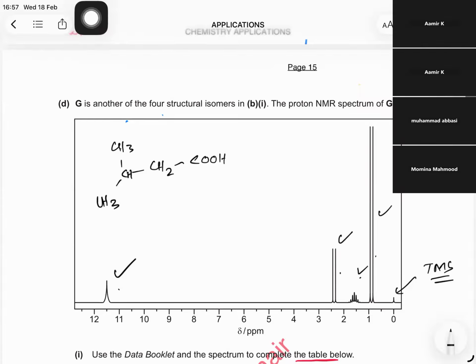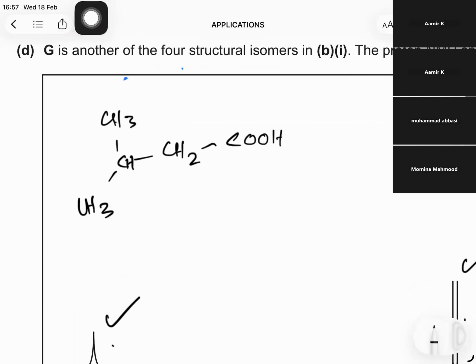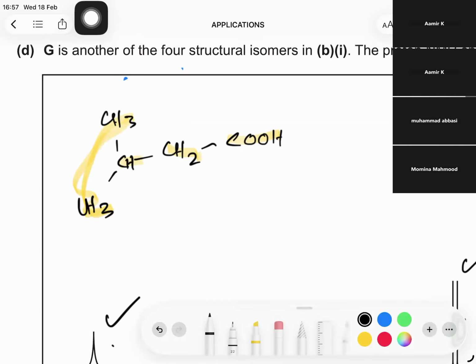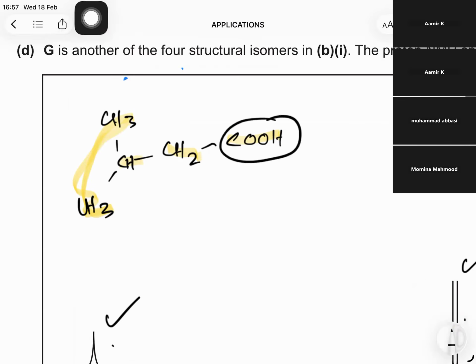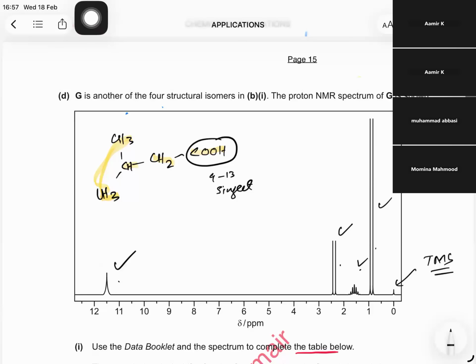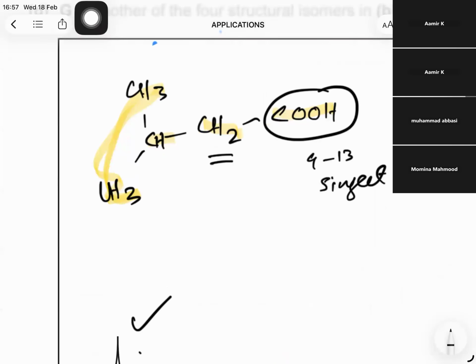Here is the structure. Now, how many peaks? Let's look at the peak: 1, 2, 3, and 4. 4 peaks. Now look at the chemical shift values. Use the data booklet, bacho. This is 9 to 13 and will be a singlet. You know, this also contains peak splitting, and I can see the splitted peak, so I have to assign the splitting.